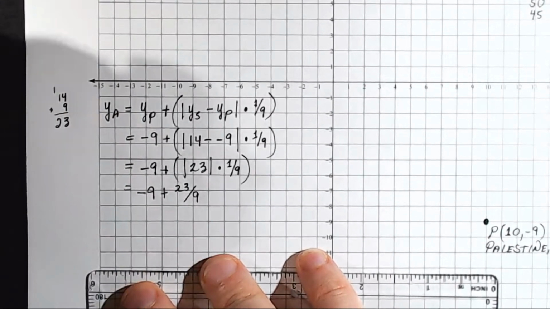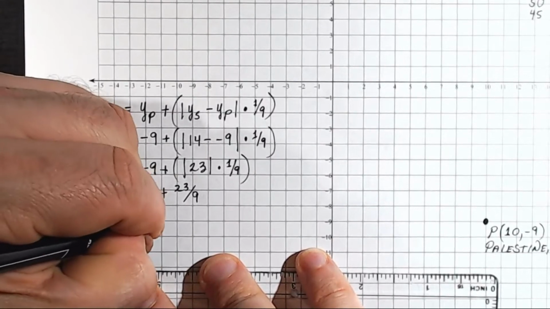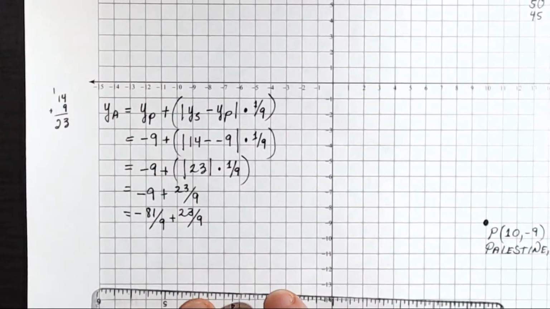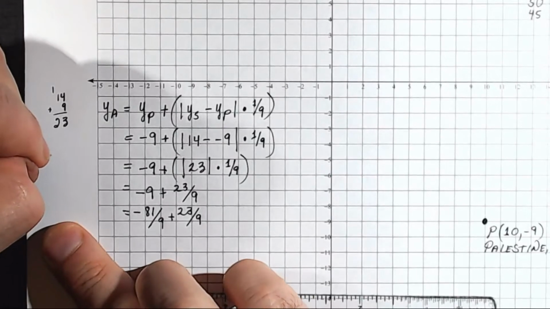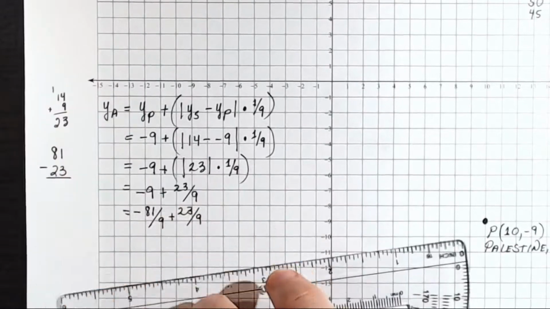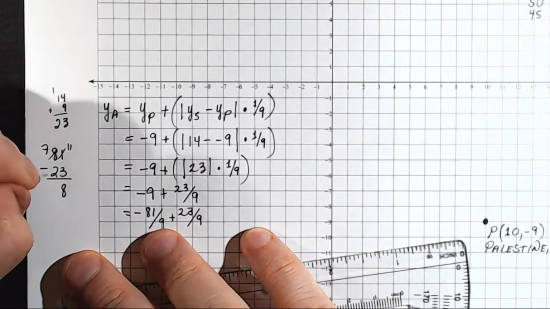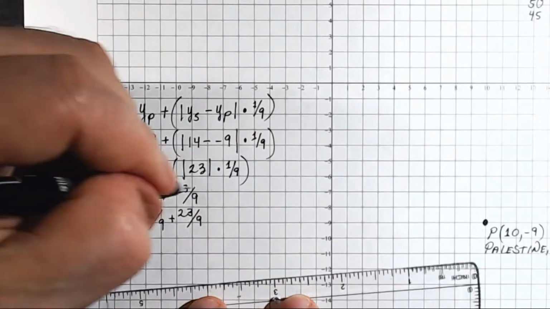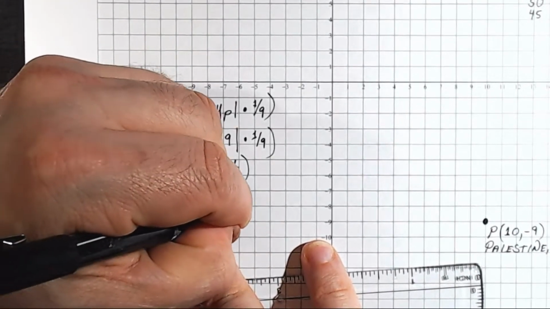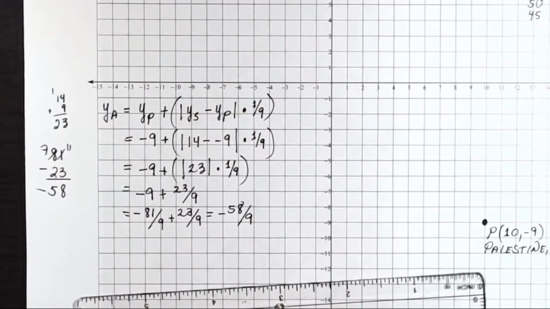Let's go ahead and get -9 in terms of 9 in the denominator. So we'd multiply top and bottom by 9, and we end up with -81/9 plus 23/9. Okay, so we basically have to subtract 23 from 81. 81 minus 23 would give us 8 and 5, 58. Okay, so this is -58/9.